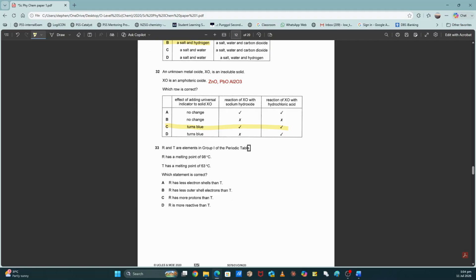R and T are group 1. Group 1 is very famous for low melting points. R has a melting point of 98. T has a melting point of 63. That means T's melting point is lower than R's. Can you remember, as you go down, does the melting point decrease or increase? As you go down, it decreases. So T must be further down, so T has a larger proton number.